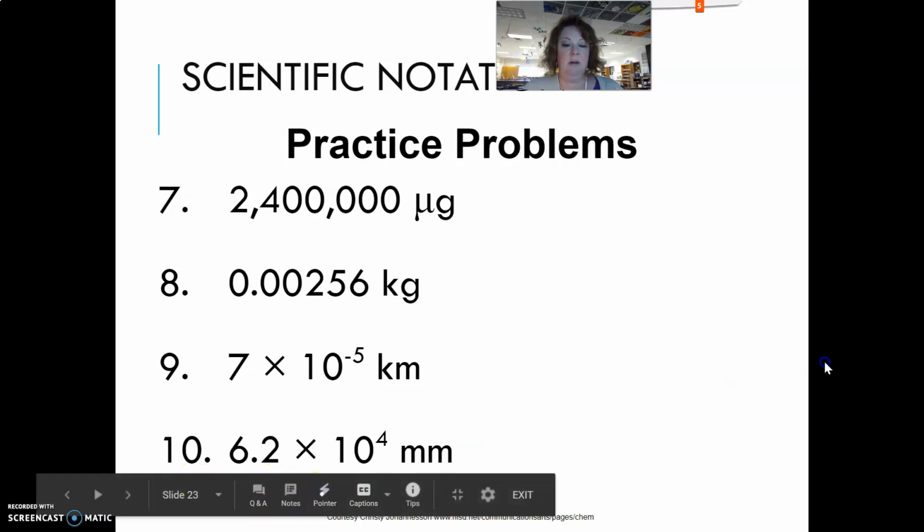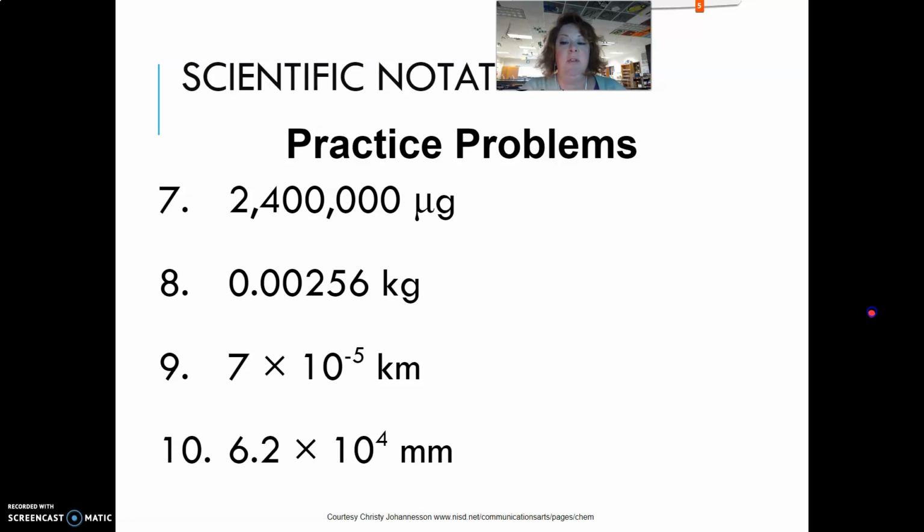Okay, so let's talk about scientific notation and practice problems. Our first problem is 2,400,000 micrograms. We need to put that in scientific notation, so we're going to move the decimal until there's one non-zero digit to the left. So it's going to be between the 2 and the 4.